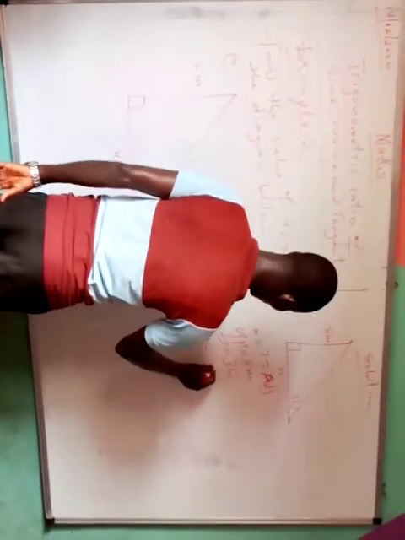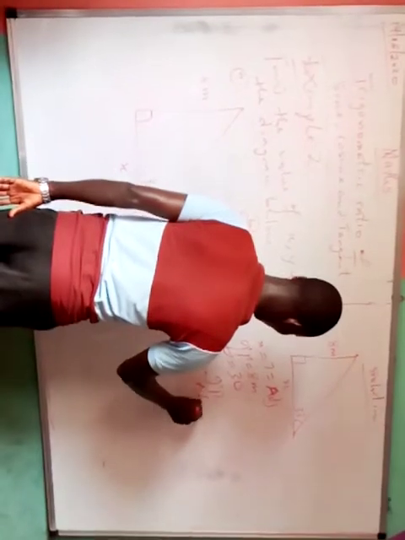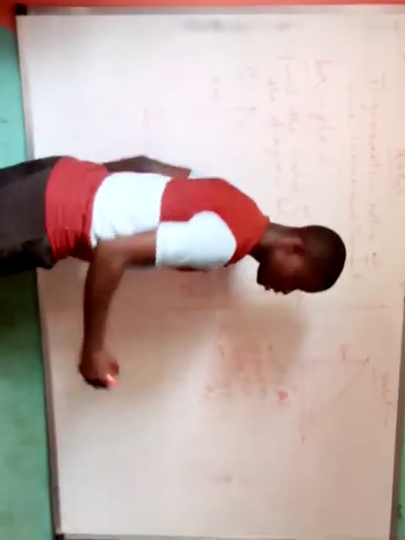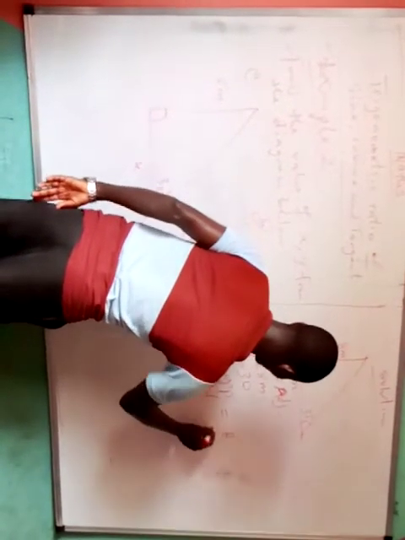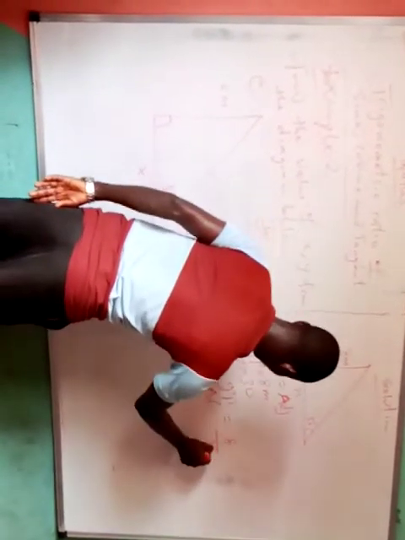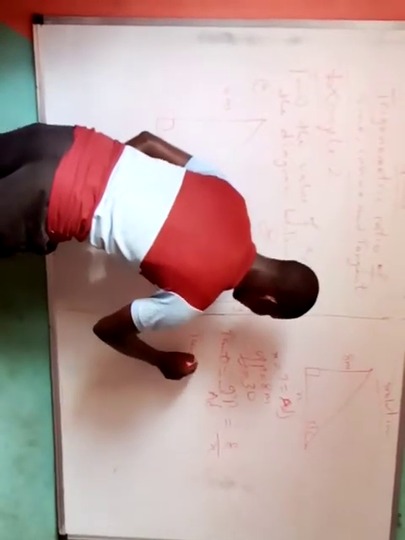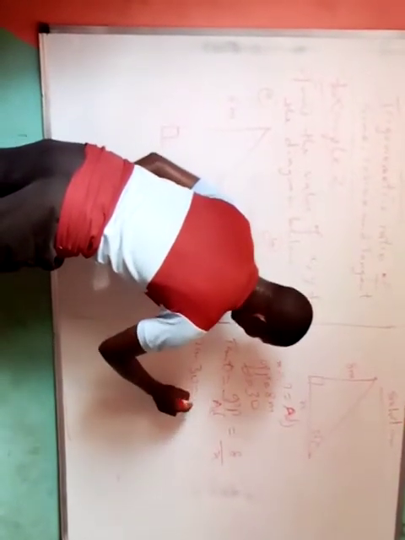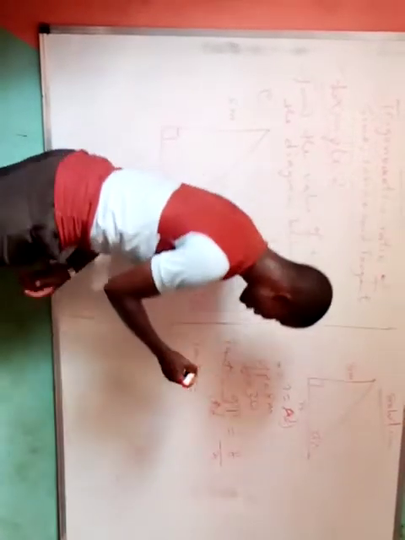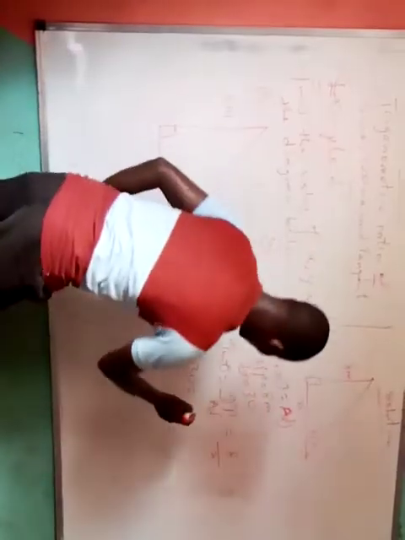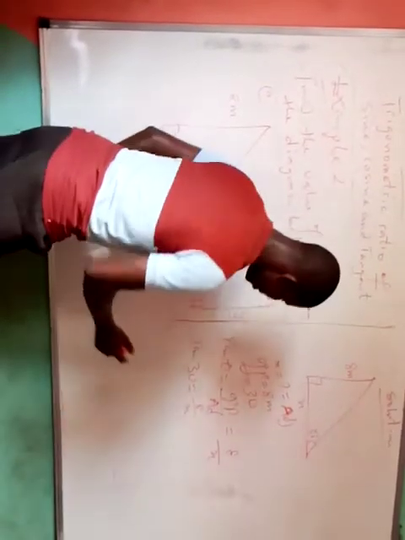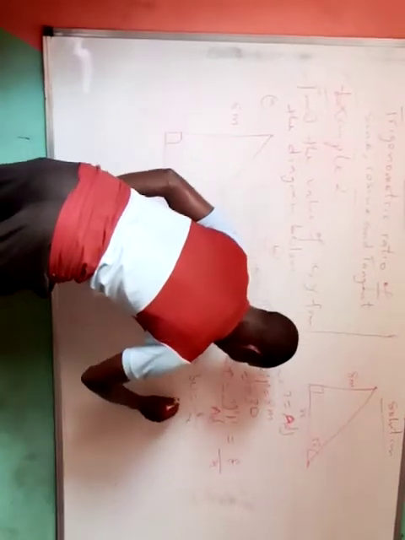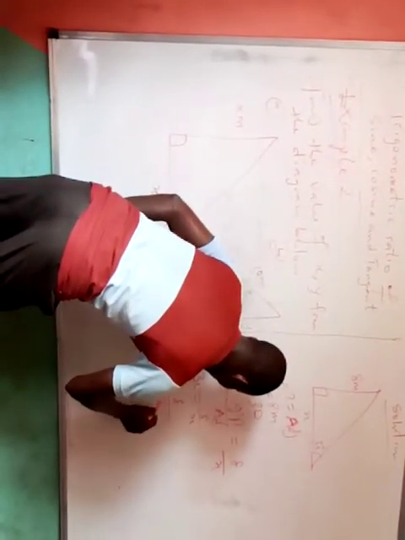Tan theta. So we have tan theta is equal to opposite over adjacent. So it's going to be, opposite is 8. Then our adjacent is x. So tan 30 is going to be 8 over this x. So cross multiply, x is equal to 8 over tan 30.